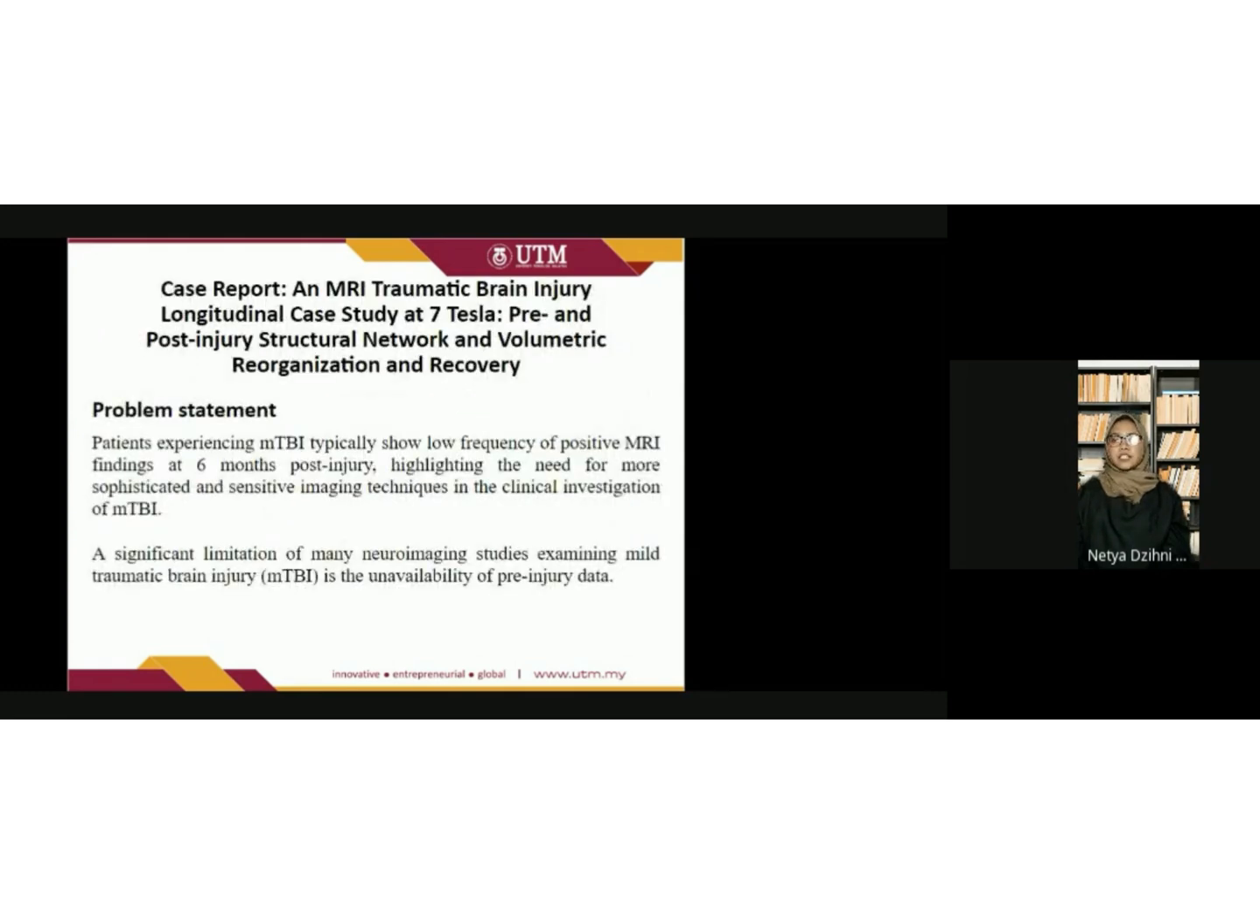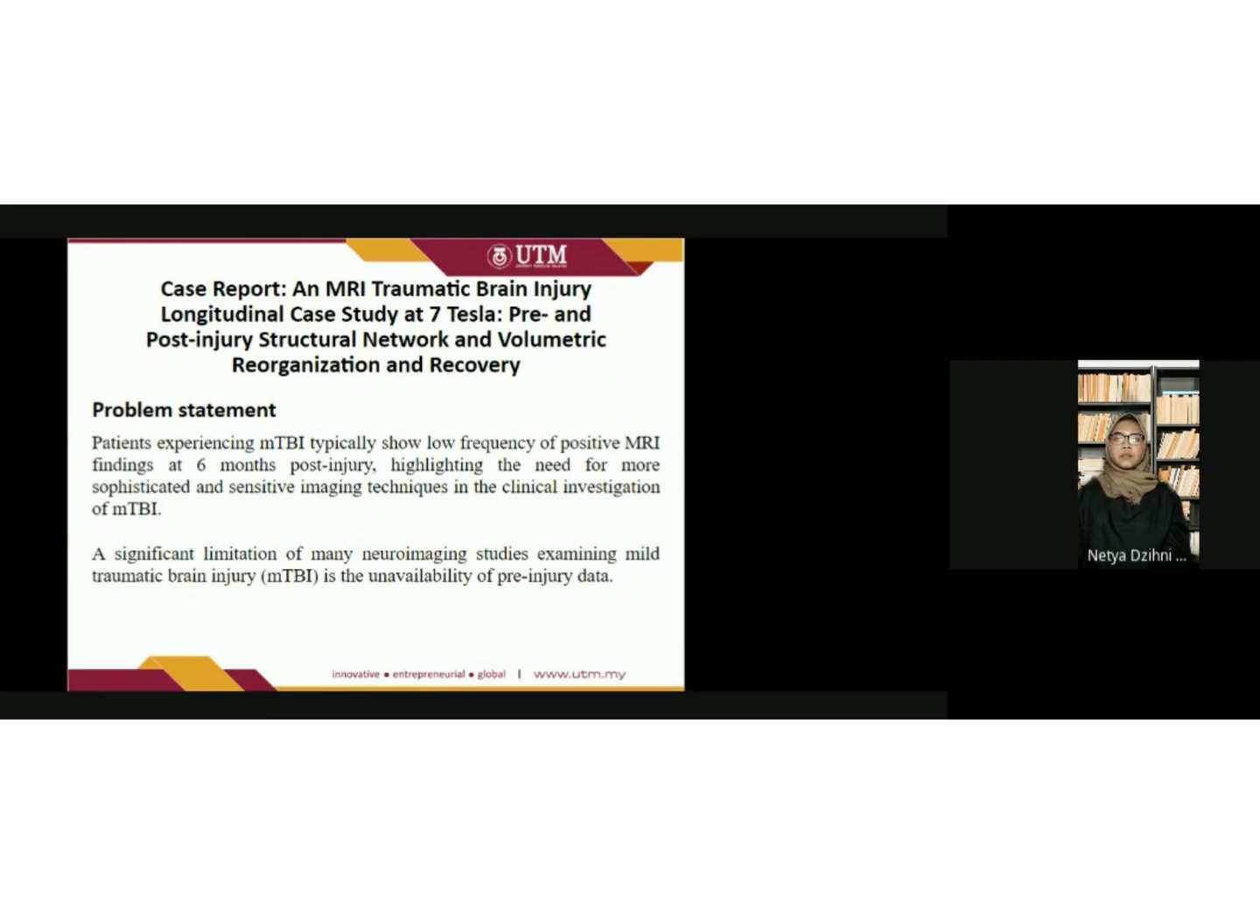Moving to case study 1, an MRI traumatic brain injury longitudinal case study at 7 Tesla, on pre- and post-injury structural network and volumetric reorganization and recovery. The problem statement of this report is that patients experiencing mild traumatic brain injury typically show a low frequency of positive MRI findings at 6 months post-injury, highlighting the need for more sophisticated and sensitive imaging techniques in the clinical investigation of mild traumatic brain injury.